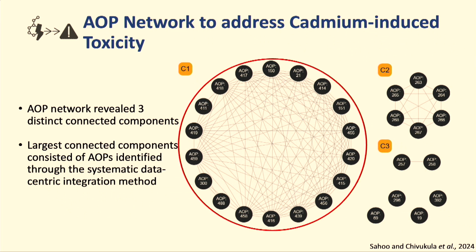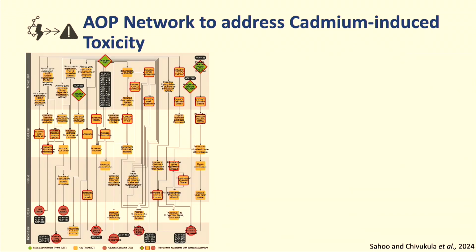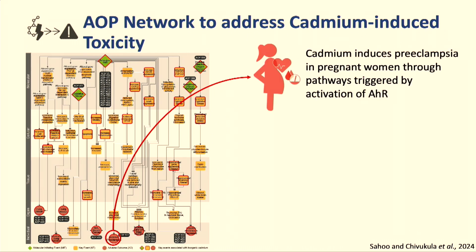I'd like to point out that this AOP network contains all AOPs that we have identified to be associated with cadmium through our integrated approach, and this doesn't contain any AOPs from AOP Wiki. So we have found something novel, something new that can be associated with cadmium. Then we went on to build a directed network for this approach, and we did 2 case studies that I will quickly summarize.